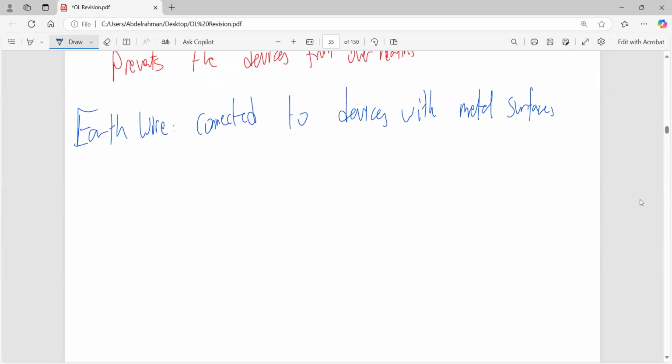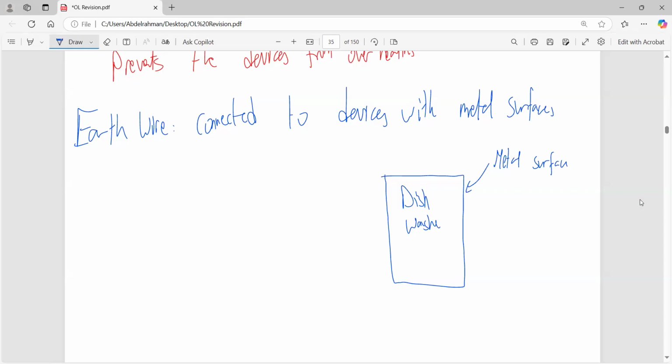For example, if you have a dishwashing machine, this is the dishwasher. It has a metal surface, and it's connected to the live wire and to a neutral wire. It's switched on, it's washing and whatever. If you touch this dishwasher and it's not earthed, you might be electrocuted.